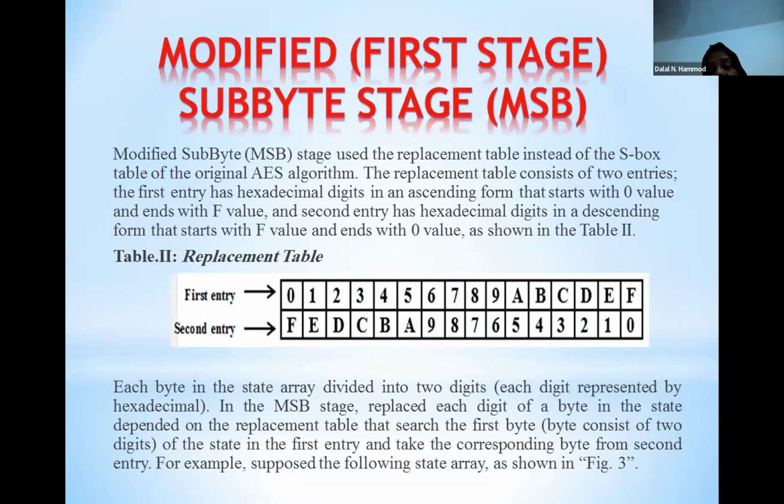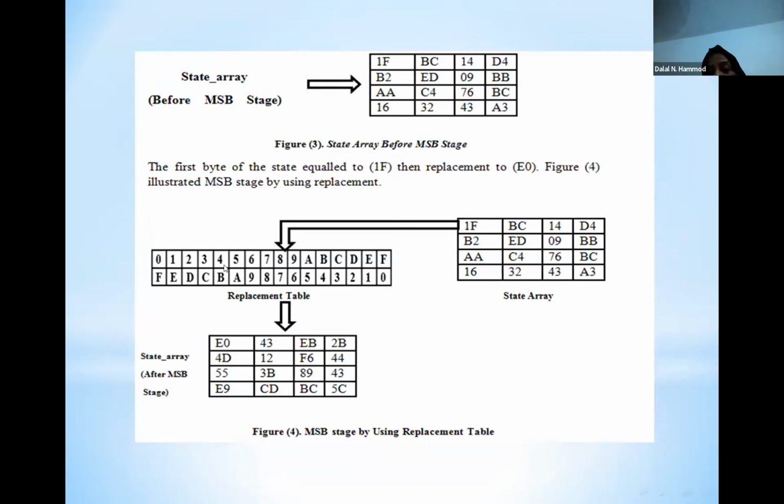First, the modified SubBytes stage uses a replacement table that consists of 2 entries. The first entry consists of 16 cells that have values from 0 to 15 in the hexadecimal system. The second entry has 16 values, but with decreasing values from F to 0. Can we use this table, such as in the example?